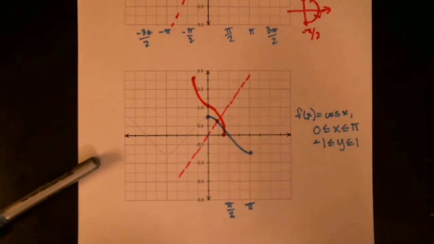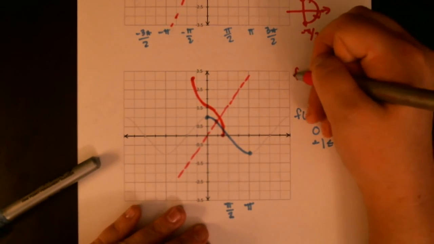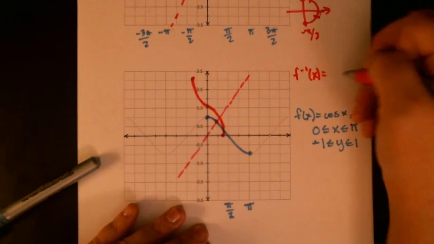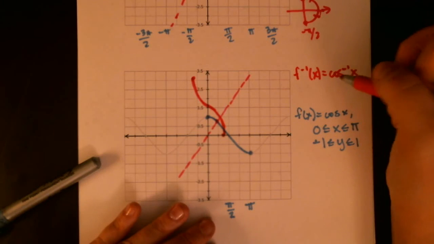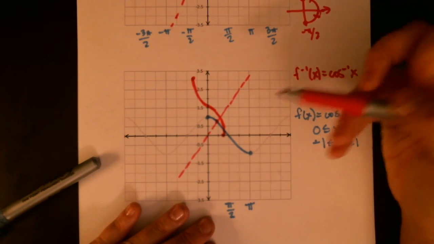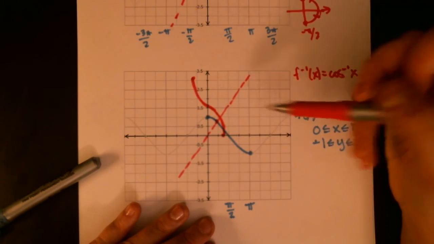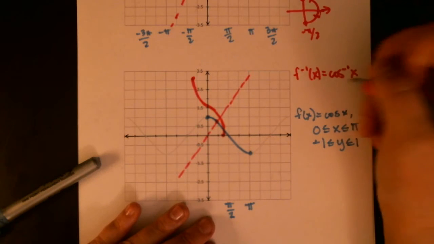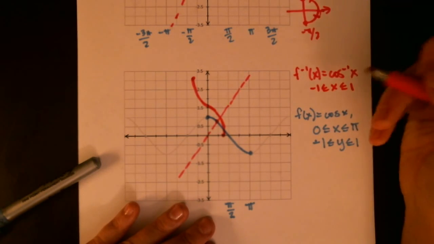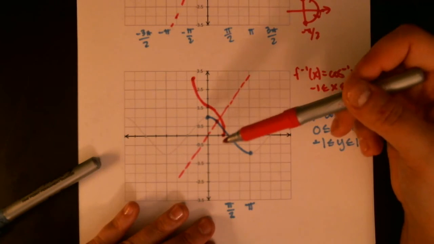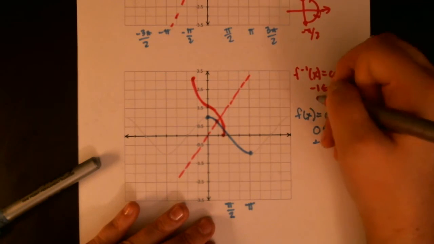Okay, and again, it's not so much that I'm worried about you remembering exactly what the picture looks like. I would hope that you kind of remember how to reproduce it, but the big thing here is the domain and range stuff. So my f inverse of x is cosine inverse, or arc cosine of x. And it is going to input any x value between -1 and 1. And it's going to output arc lengths between 0 and pi.